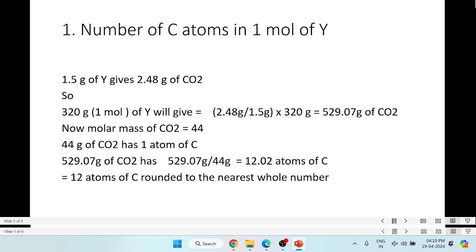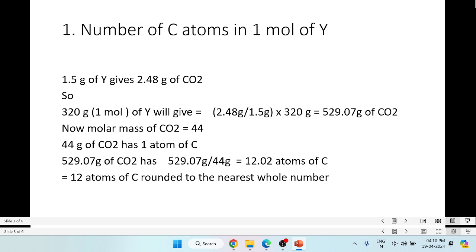All we are doing in this problem is finding the number of carbon, hydrogen and oxygen atoms present in 1 mole of this compound. That will give us the answer. So now we are going to calculate the number of carbon atoms in 1 mole of Y. We know that 1.5 grams of Y gives 2.48 grams of carbon dioxide on complete combustion.